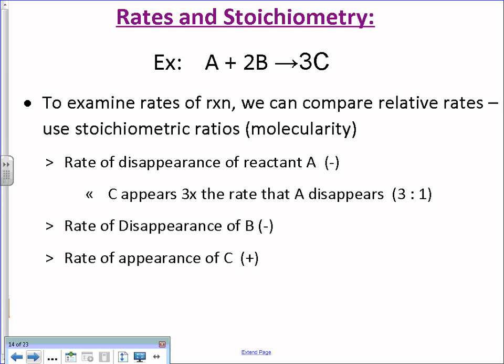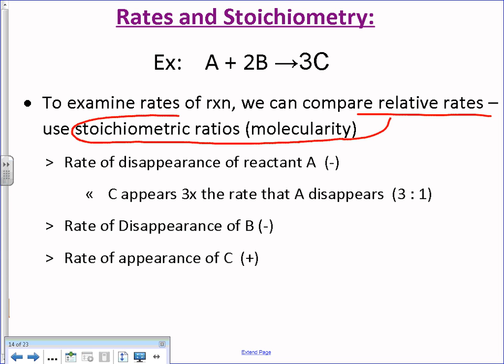And you'll see this term called molecularity. Basically, relative rates refers to the relative number of reactants and products that are formed based off the stoichiometric relationships, or the mole ratios.